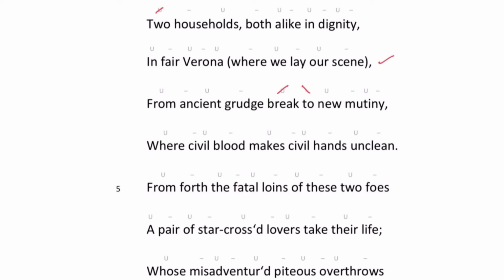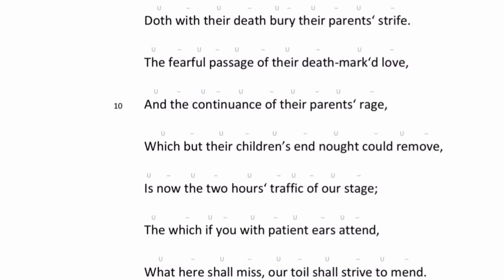Forth the fatal loins of these two foes, a pair of star-crossed lovers take their life, whose misadventured piteous overthrows with their death bury their parents' strife. Ah, you could already hear that. The word is pronounced bury their parents' strife. So this is a line that breaks the meter.